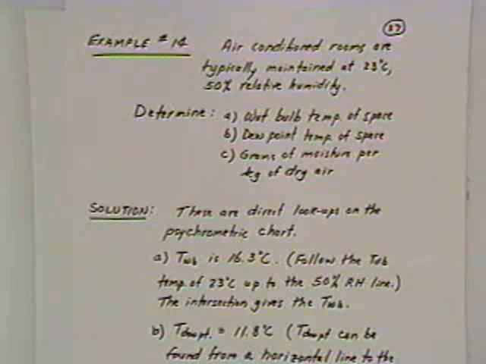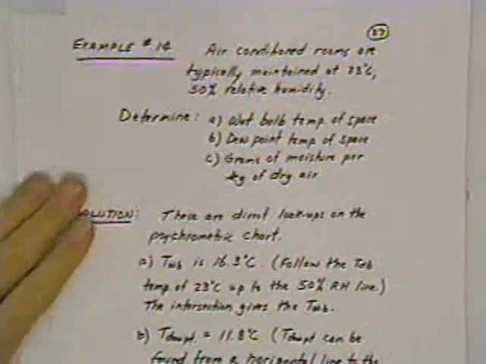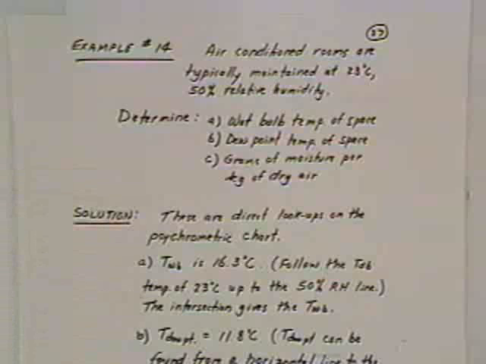But typically you maintain rooms at around 23 degrees centigrade and 50% relative humidity. So what we'd like to do on this particular problem, which is just a direct lookup, is determine the wet bulb temperature of the space, the dew point temperature of the space, and the grams of moisture per kilogram of dry air.